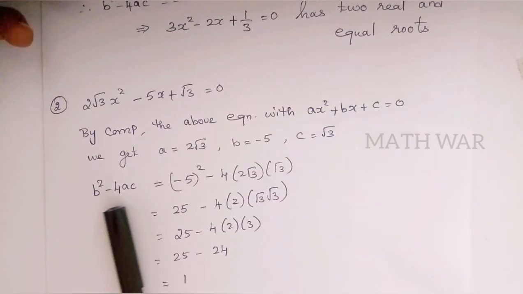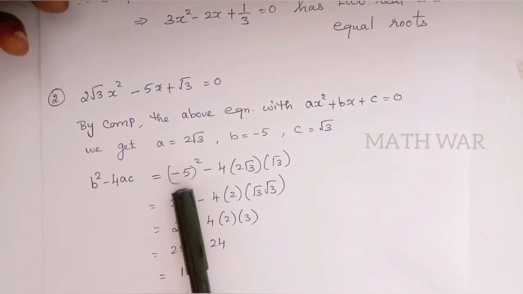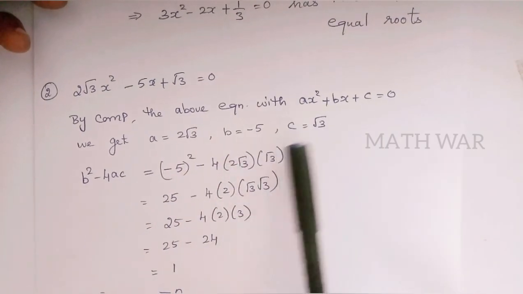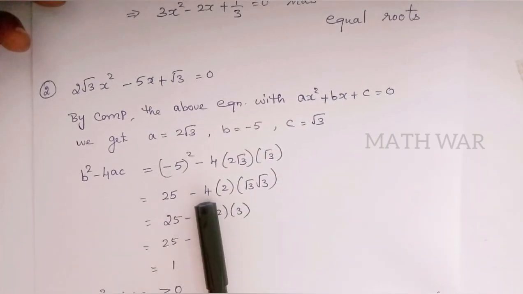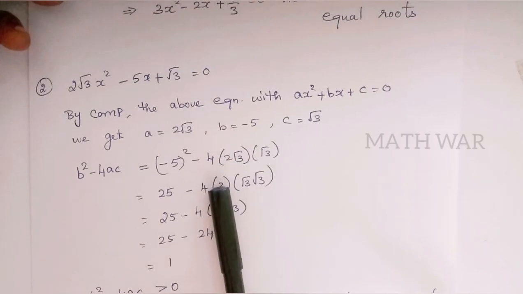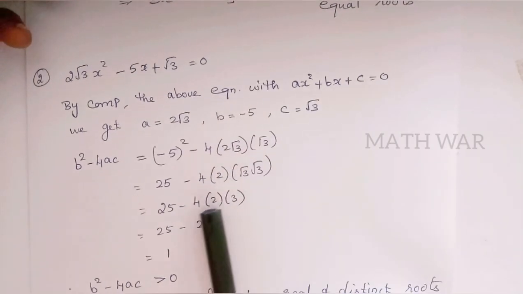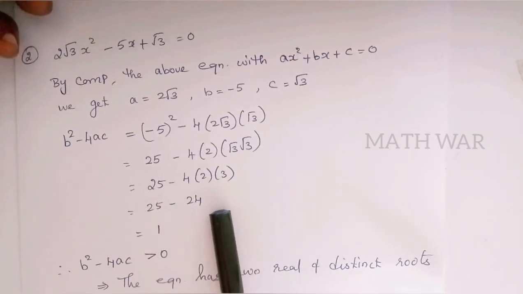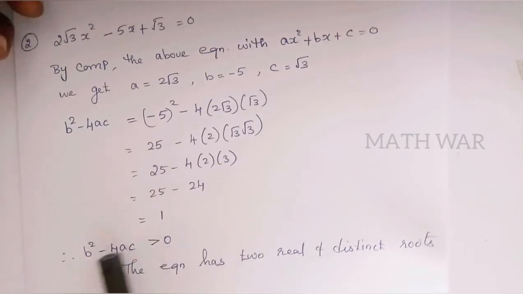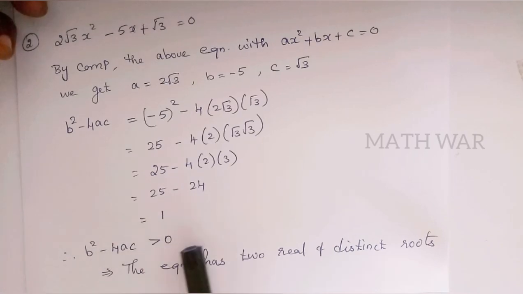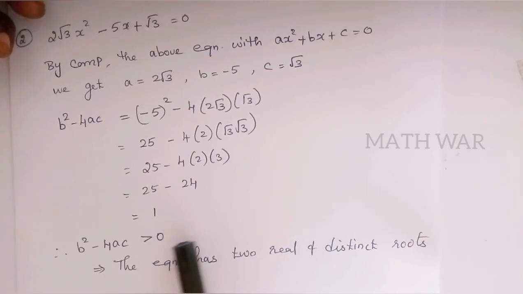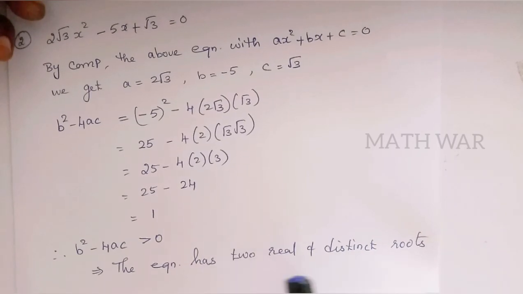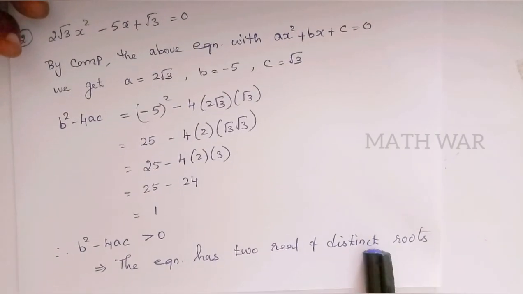Now b square minus 4ac value is minus 5 whole square minus 4 into a is 2 root 3 into c is root 3. That is 25 minus 4 into 2 into root 3 into root 3 we will get. That is 4 into 2 into 3, that is 24. So 25 minus 24 is nothing but 1. Therefore, b square minus 4ac value is greater than 0. 1 means greater than 0 only, no? So it's greater than 0, which implies the equation has 2 real and distinct roots, 2 real and different roots.